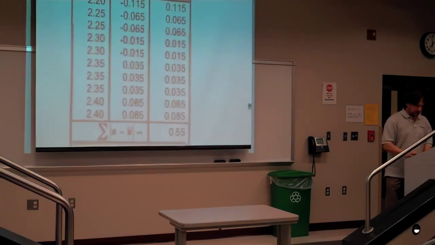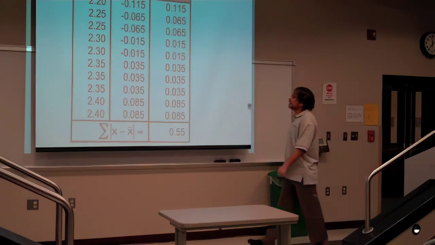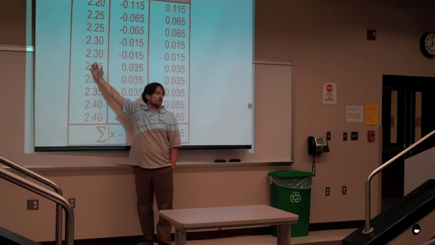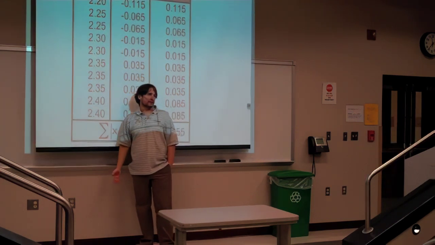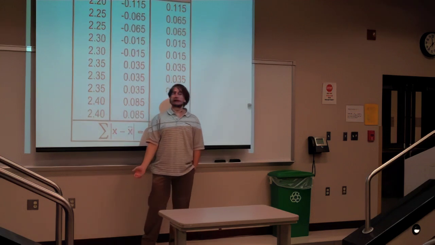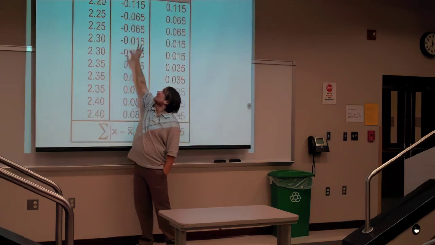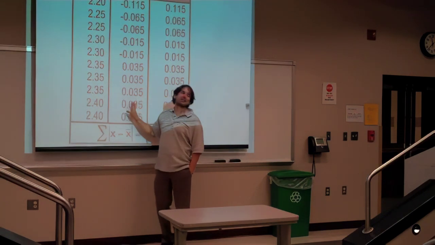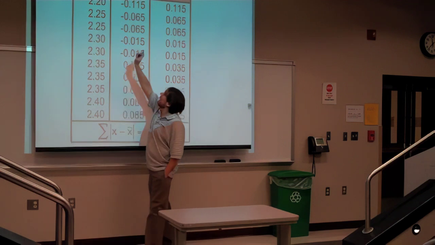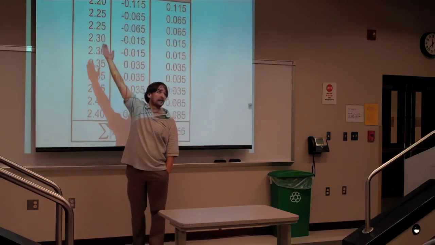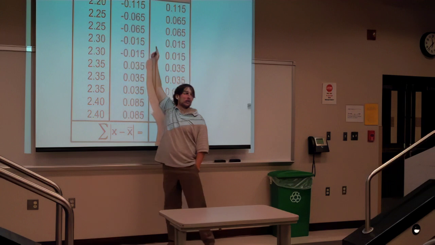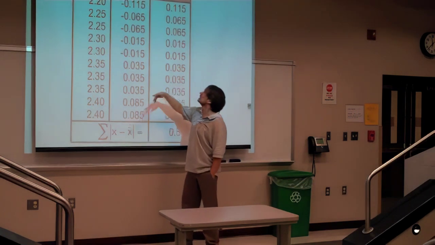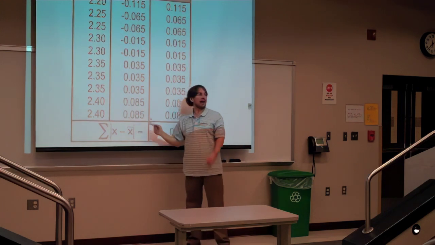This is all you're going to do. We're going to go back to the example, but set up a table. You're going to have your x values. You're already going to know what the mean is, because you probably already calculated it or it will be given to you. And you subtract the mean from all these values. And then you're going to have an x minus x bar column. So x, which is 2.2 minus the mean, turned out to be negative 0.115. So you do that all the way down. So 2.4 minus the mean turned out to be 0.085.